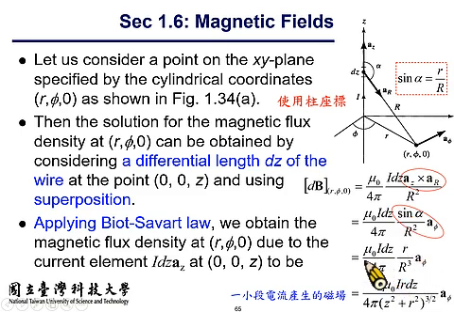Then the magnetic flux density can be rewritten with lowercase r over capital R cubed. And finally, we can substitute the representation of capital R, which is the square root of z squared plus r squared, and get the representation for the magnetic flux density produced by a short current section.